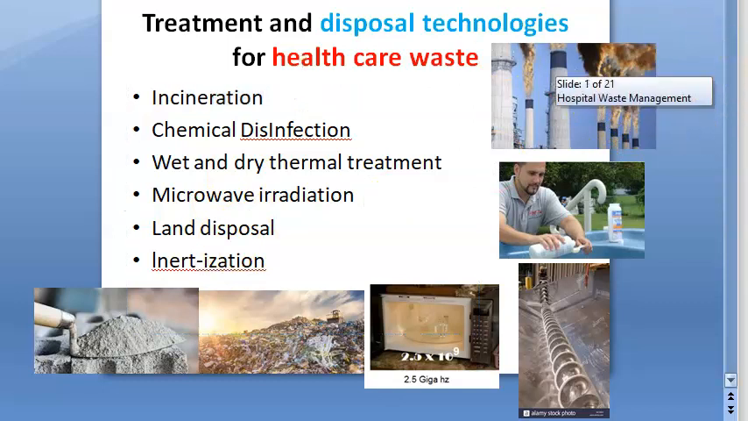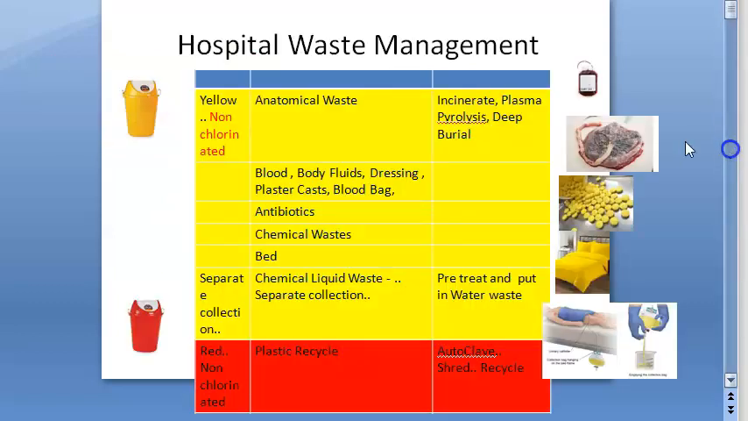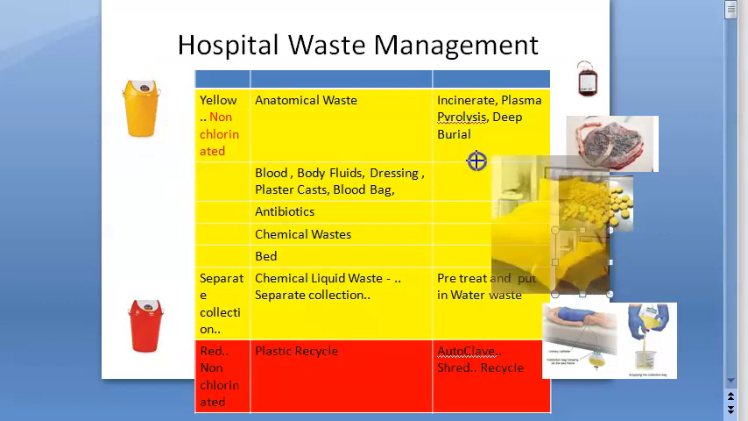So first of all, where are we? We are in hospital waste management. We have seen that there are many types of hospital waste. We saw that first of all, we will do waste segregation. The yellow non-chlorinated bags will get anatomical waste, blood, body fluids, blood bags, antibiotics, all medicines, chemical wastes, and bedding. So we have put everything in yellow. All these things will go into the yellow dustbin.